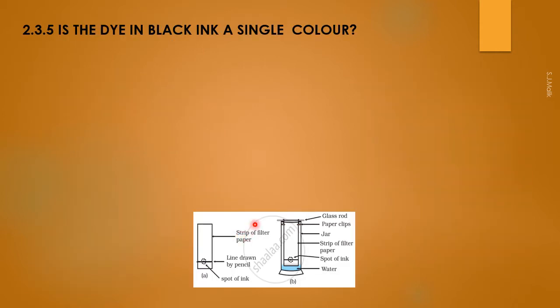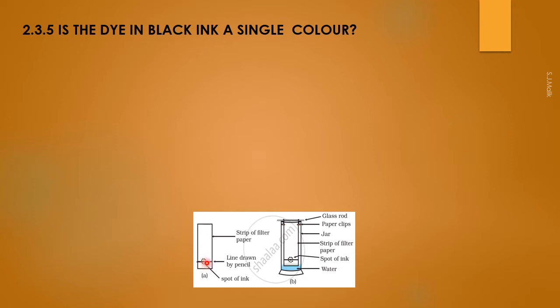Is the dye in black ink a single color or not? Which method is used to find this out? Take a thin strip of filter paper and draw a line on it using a pencil, approximately 3 to 4 centimeters above the lower edge. Now put a small drop of ink. The ink should be water soluble, and you can use a sketch pen or a fountain pen also. Now put the drop of ink at the center of this line.